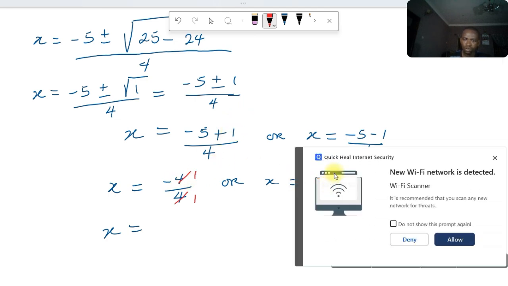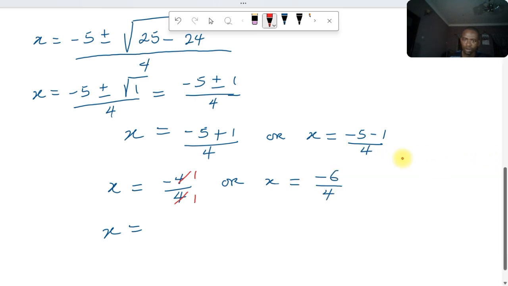Now 2 is the common factor that we have for the numerator and the denominator. So I'll use 2 to divide 6, which will give us 3. That same 2 I'll use to divide 4, which will give us 2. So here I will say x equals minus 1.